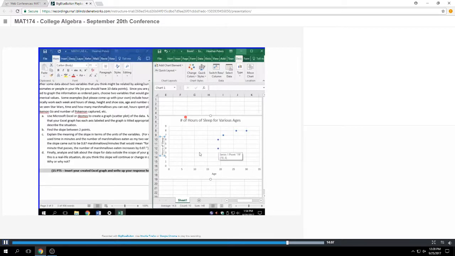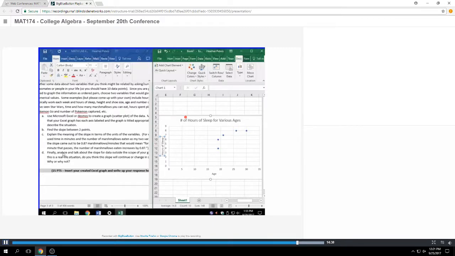Mine, since slope is change in y over change in x, it's going to be the units of y over the units of x. So whatever I get for my slope, it's going to be the hours of sleep per age. So maybe it means for every year I get older, I get this many more hours of sleep. And I'm assuming it's going to be a positive slope. But if it was a negative slope, then it would be the hours of sleep are decreasing as I get older. Okay, so that's what you're going to do for C.